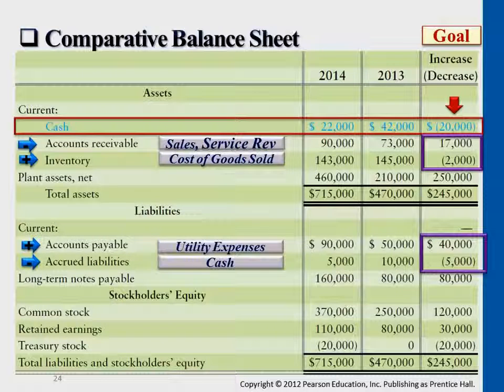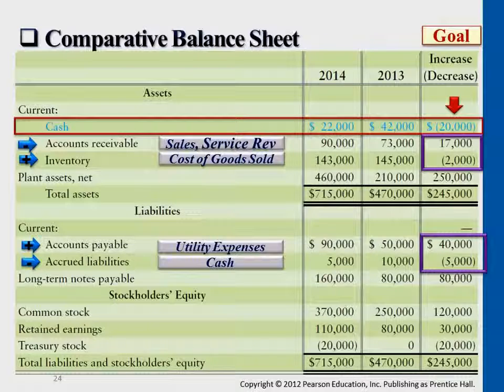So for accounts receivables, last year is 73, this year is 90. Net difference is 17,000 up, an increase in that account. Okay, so for any current asset increase, just think of the example of accounts receivables. Other examples are sometimes harder to understand. Any current asset increase, accounts receivable increase, sales revenue increase.